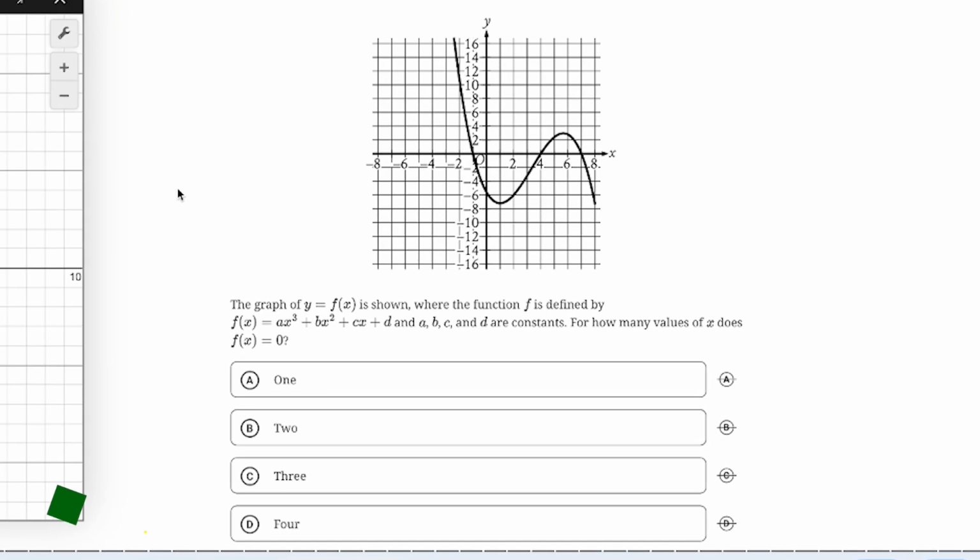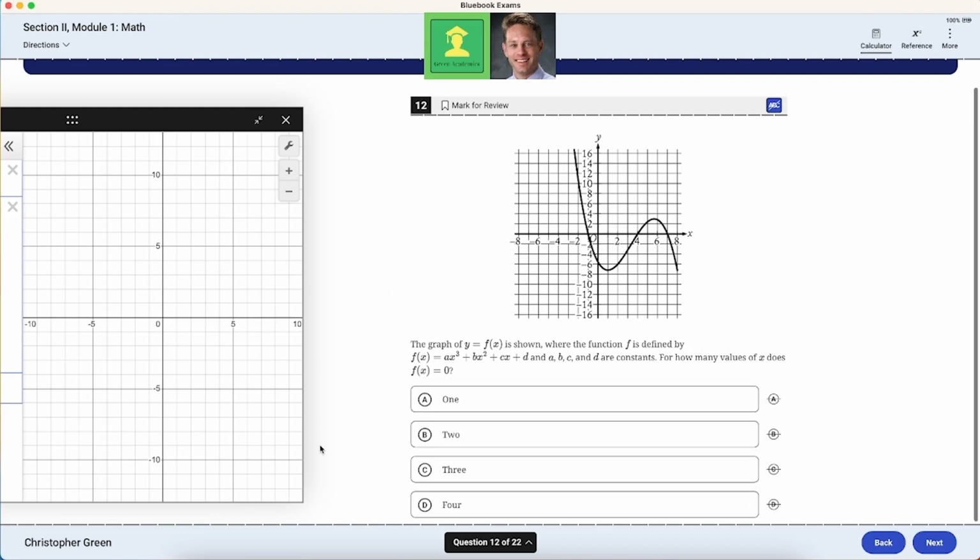The graph of that is shown where the function f is defined by f of x equals, sure, a standard third power polynomial. For how many values of x does f of x equal 0? Well, f of x equaling 0 is the function having a 0, otherwise known as an x-intercept or a root or a solution. And you can see just looking at the picture that happens when x is -1, +4, and +7, which makes the answer 3.